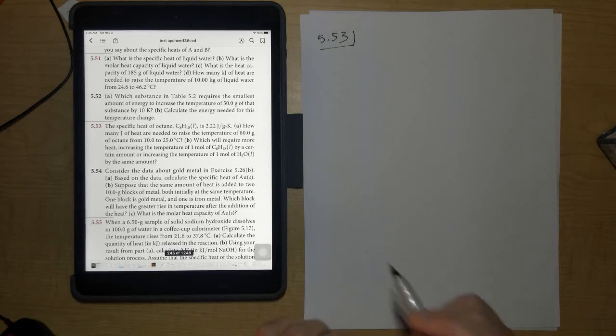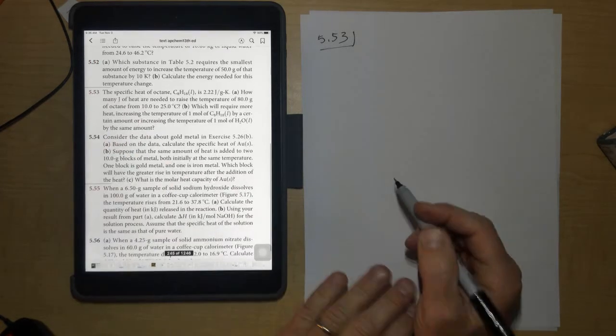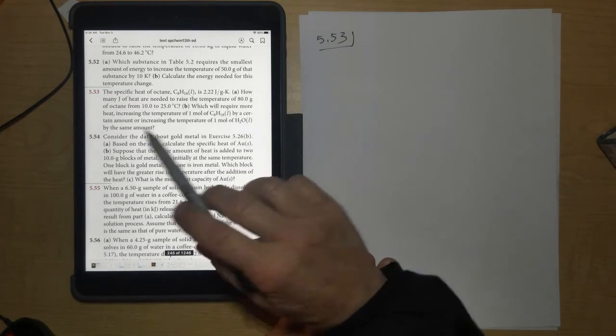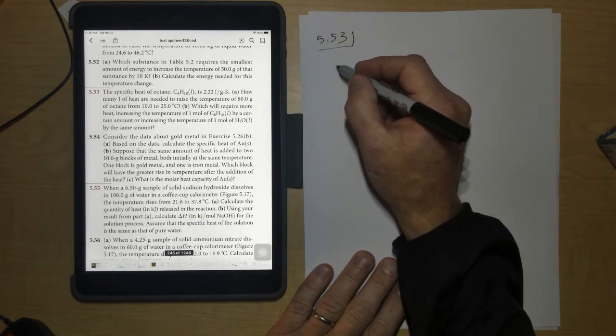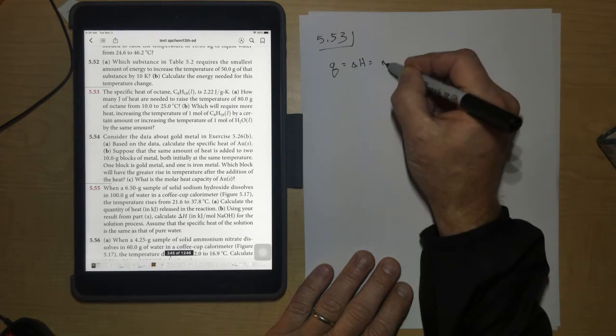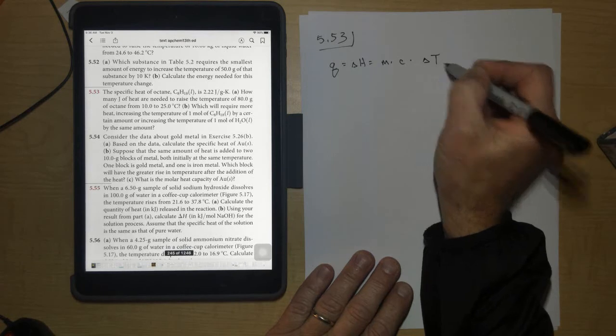So this is number 53. Specific heat capacity of octane: how many joules are needed to raise the temperature of 80 grams from 10 to 25? So it's asking for the Q, or the delta H if it's heat at constant pressure, which is equal to m times c times delta T.